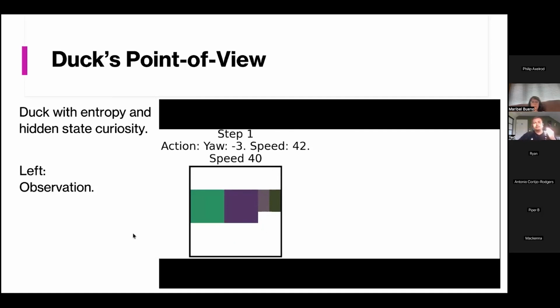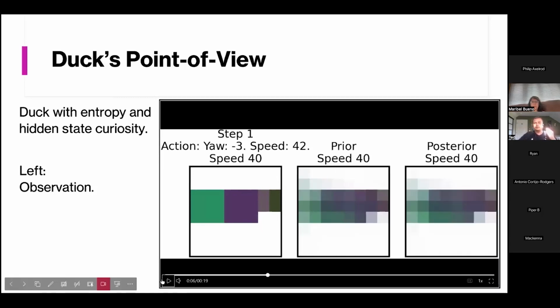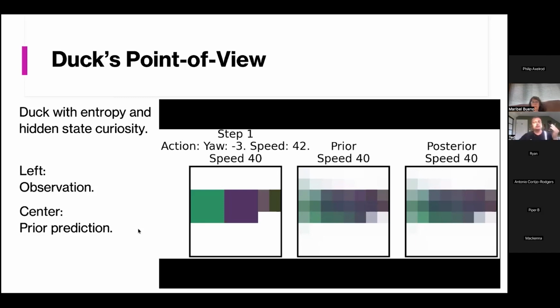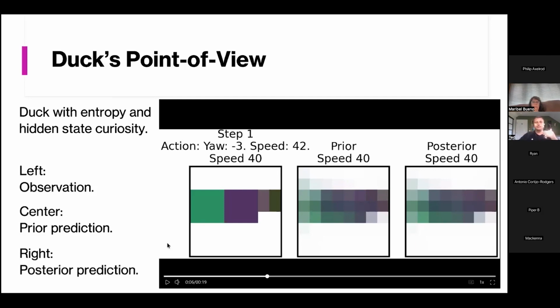But let's also check its predictions. So in the center here, we have the prior prediction. Remember, we could sample the z value from the prior or the posterior, and we use the posterior, but we can also use the prior. So this is the prediction based on a z value sampled from the prior. And on the far right side, the same thing with posterior.